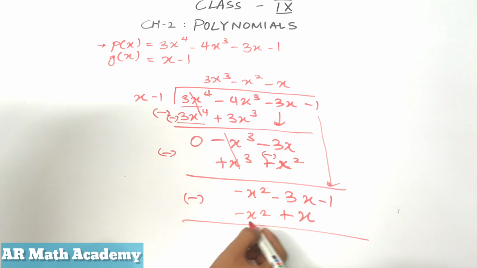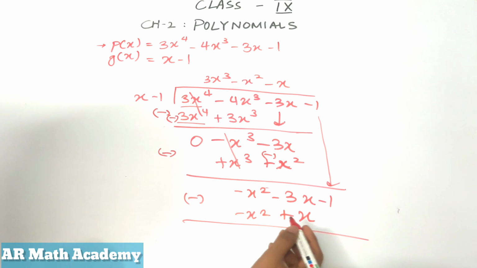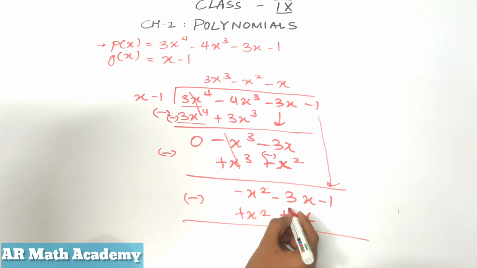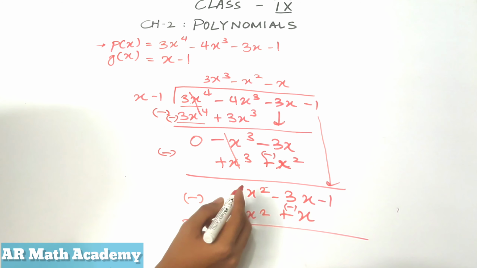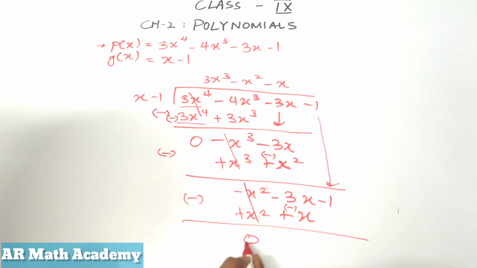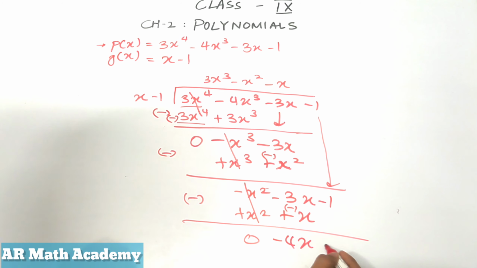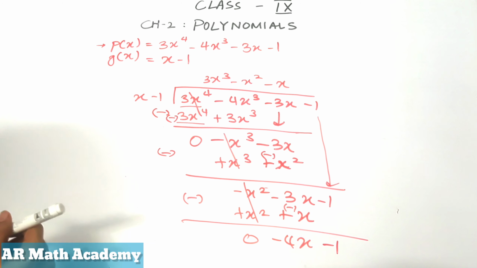And we should subtract these two expressions and flip the signs of these. So it is minus, so flip it to plus, and it is plus, so flip it to minus. And then minus x square plus x square cancel out to 0. Minus 3x minus x will give us minus 4x. Simply bring the minus 1 down. You don't have any term over here.